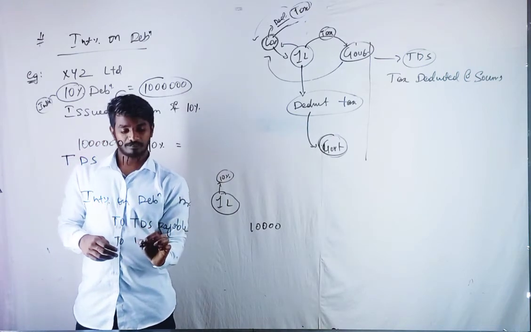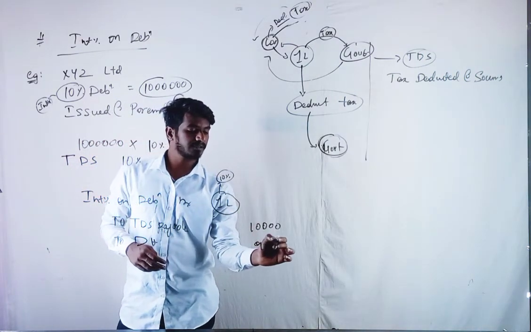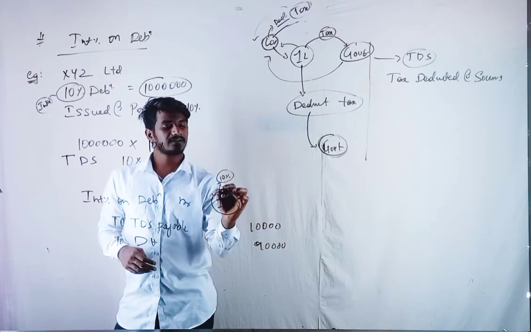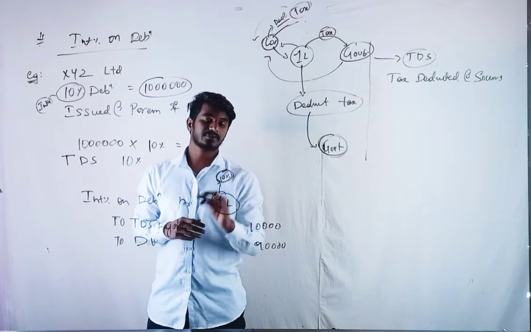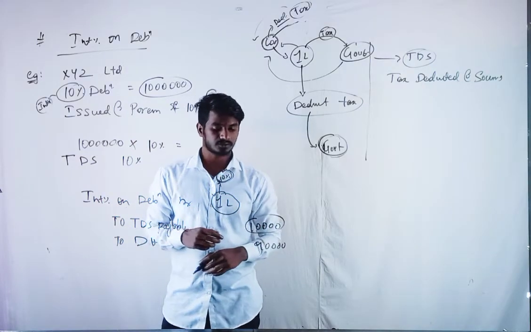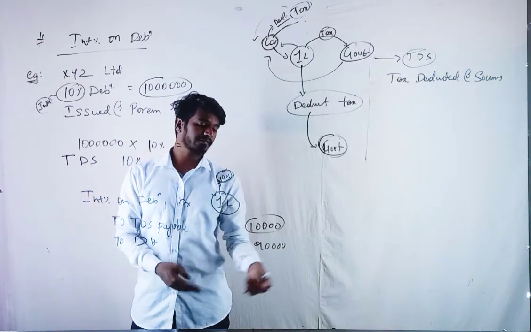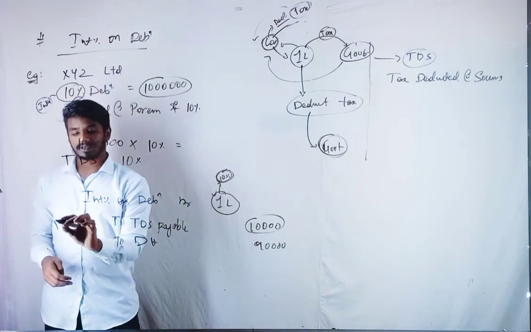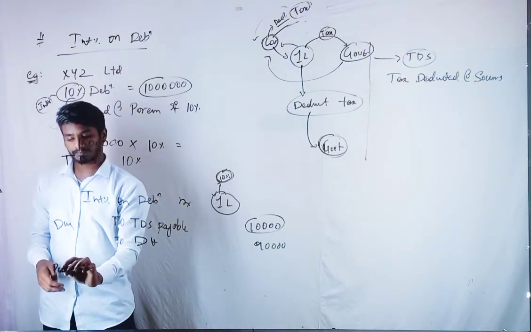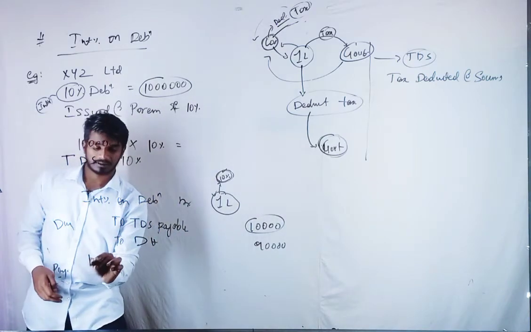How much should we pay to the debenture holders? The remaining 90,000 we will pay. Out of this 1 lakh, we have deducted 10%, that is rupees 10,000, and we are remitting it to the government, and to the debenture holder we are paying the remaining amount, 90,000. At the time of payment, it is due, right? At the time of payment, we will pay, right?